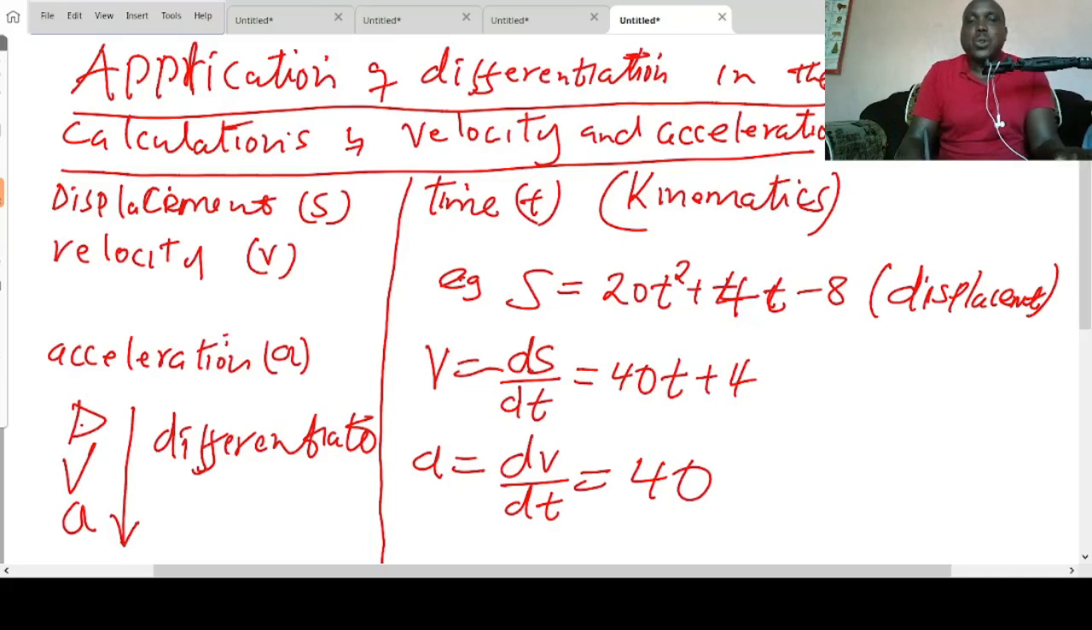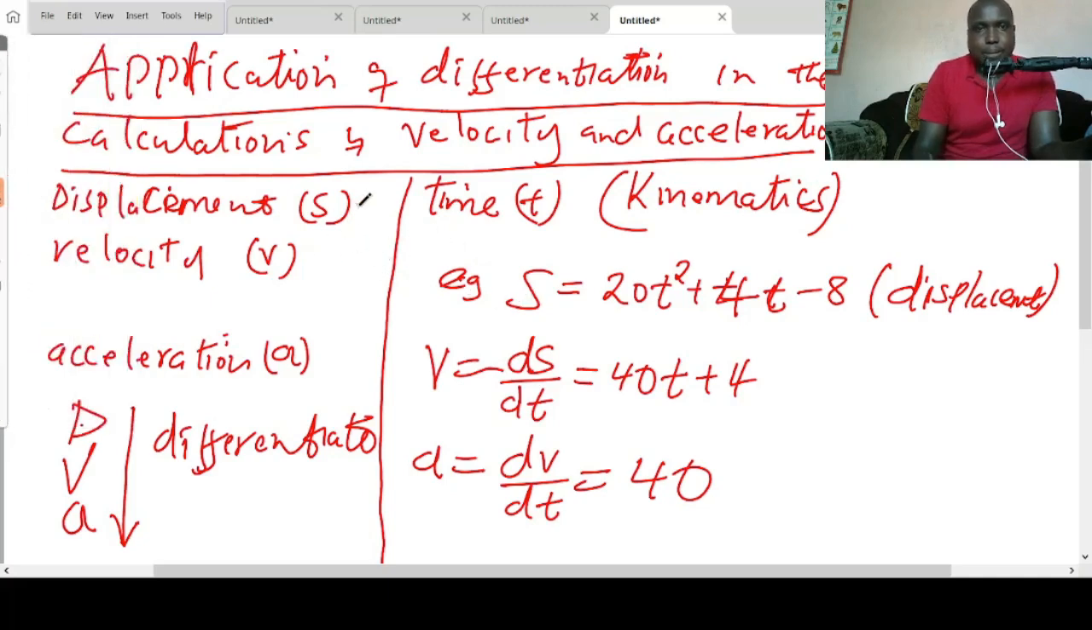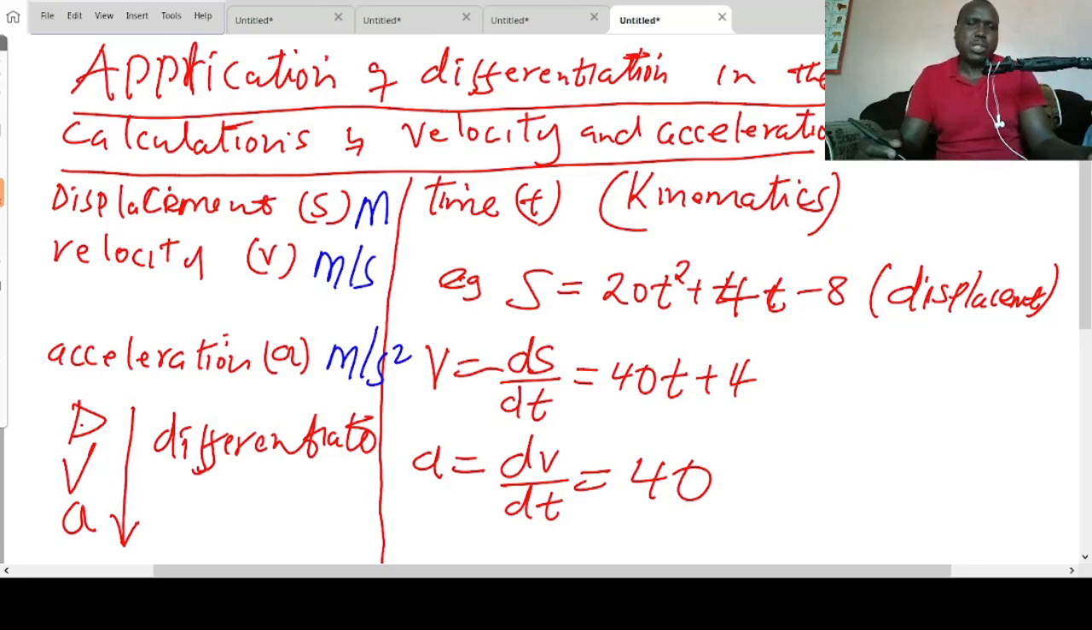Another thing is to know to write the units. The unit for displacement is meters. Velocity is in meters per second. And then acceleration is meters per second square. So it is important to know the units. Now let's go and look at an example, and then we will finish this topic.